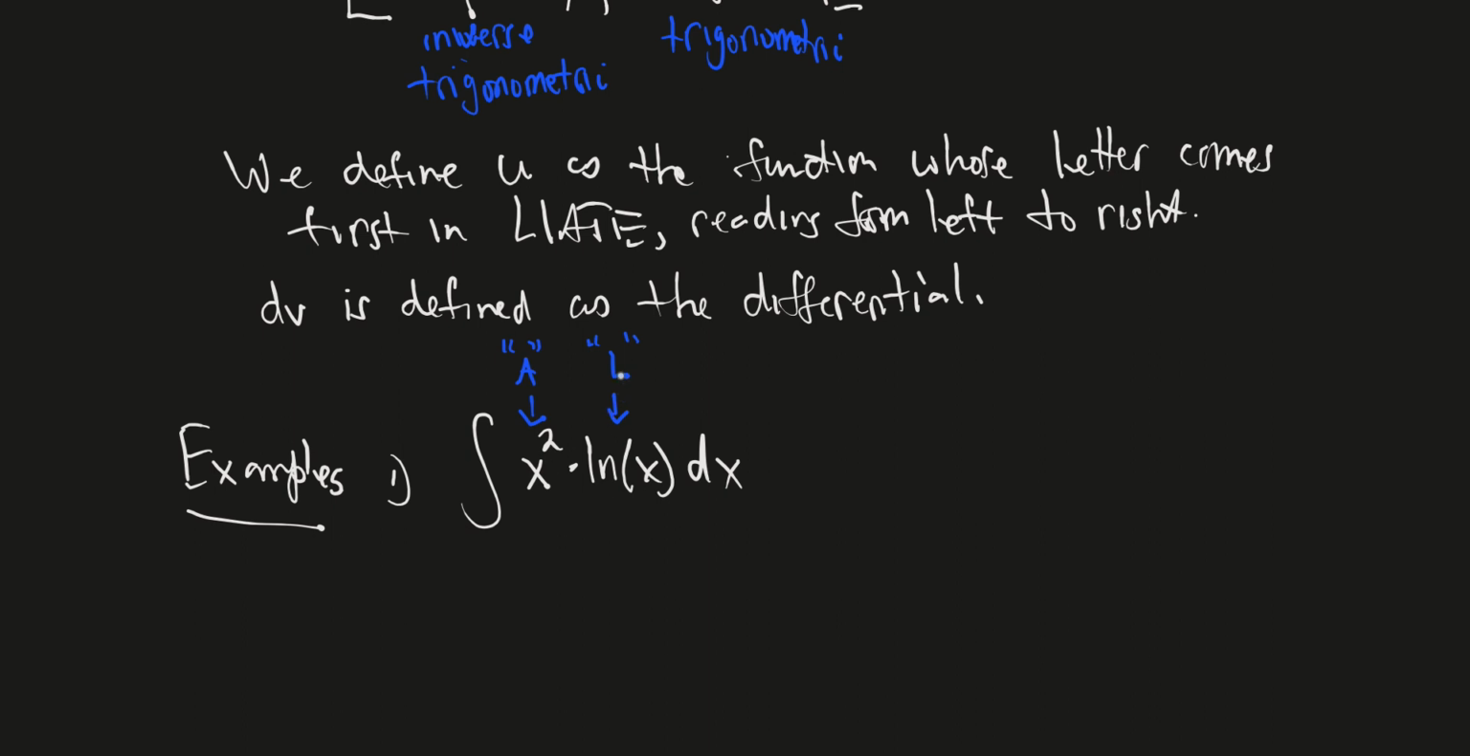Because the L comes first in LIATE, we're going to choose u to be the natural log. So u will be the ln of x. And then once I've made my choice, everything else is going to be dv. The x squared is left over, the dx is left over, right? So it's like I've taken this part out of the product. I'm going to call that u, and then everything else, that's going to be dv, right?